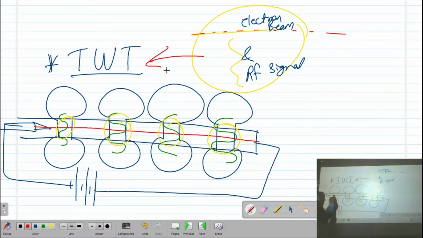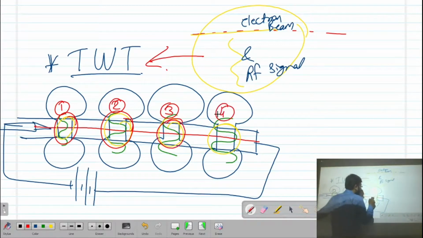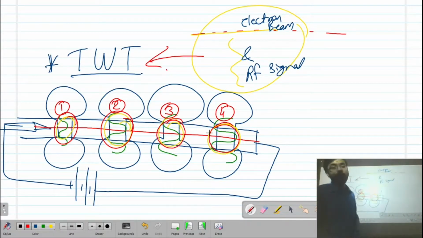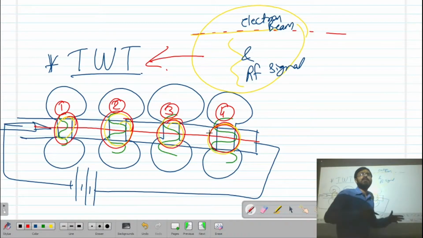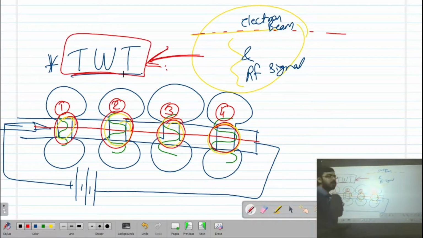Over here you can see you will have one interaction. This is the second interaction, this is the third interaction, and this will be the fourth interaction. If you increase the interaction between the electron beam and RF signal, you will have more amplification, or the system will be more balanced, or easier to handle. The system will be more productive and more efficient. So for that purpose, traveling wave tube is used.